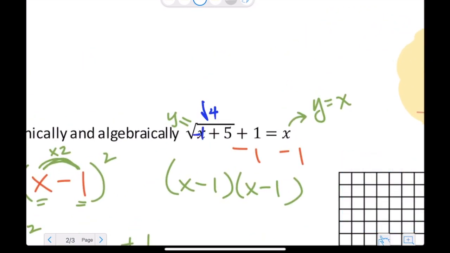But watch, if we were to plug in a -1 right here, we get -1 plus 5, which gives us 4. Then the square root of 4 plus 1, so that'd be 2 plus 1. And we want to ask ourselves, does that equal -1? And it doesn't.